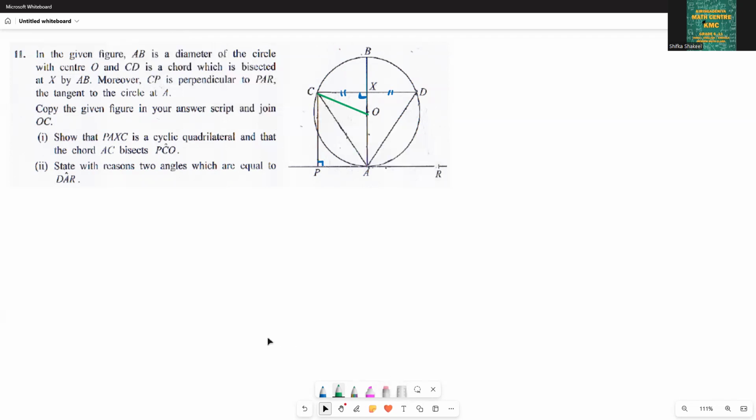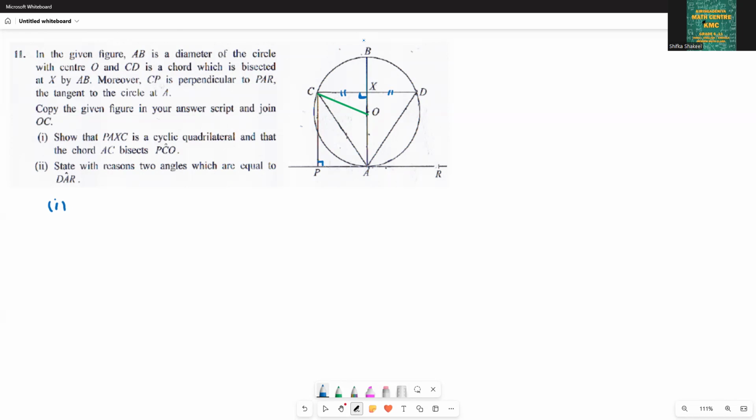Show that PAXC is a cyclic quadrilateral and that the chord AC bisects angle PCO. There are double questions in the first part. First of all, we have to show PAXC is a cyclic quadrilateral. So how to show a cyclic quadrilateral? If you can prove opposite angles are supplementary, added up to 180, you can say that it is a cyclic quadrilateral.